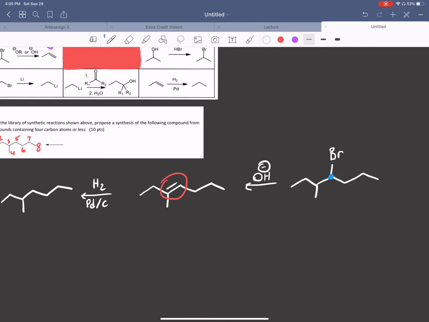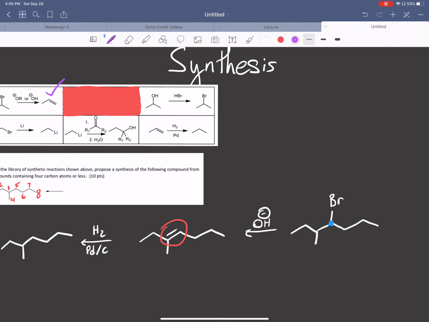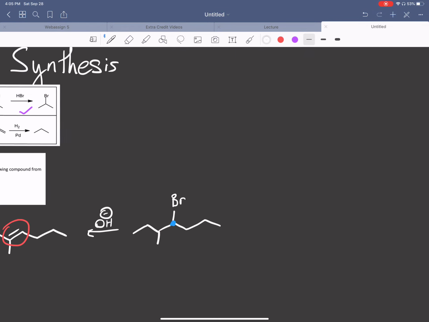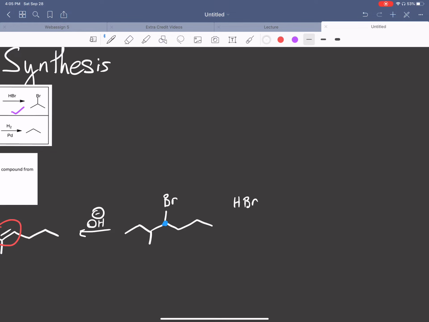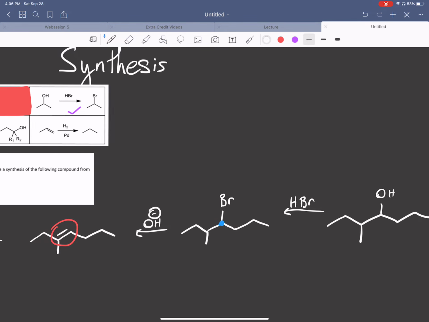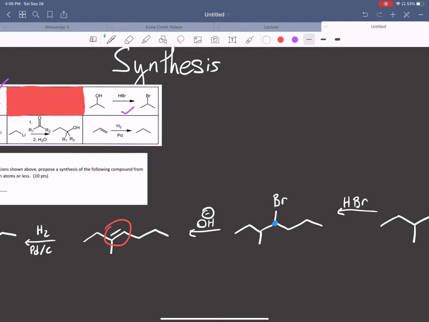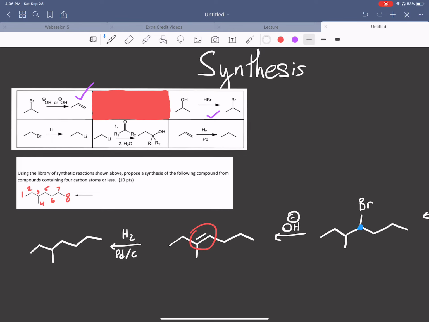And so we have our Br there. Now what we want to do is get rid of it. So we would use this one right over there. Okay, so going backwards, HBr, and all it does going backwards is you replace your Br with an OH right there. Okay, just put it exactly where it was. Now we have our OH there. What on the right hand side has an OH? That would be the cut step.